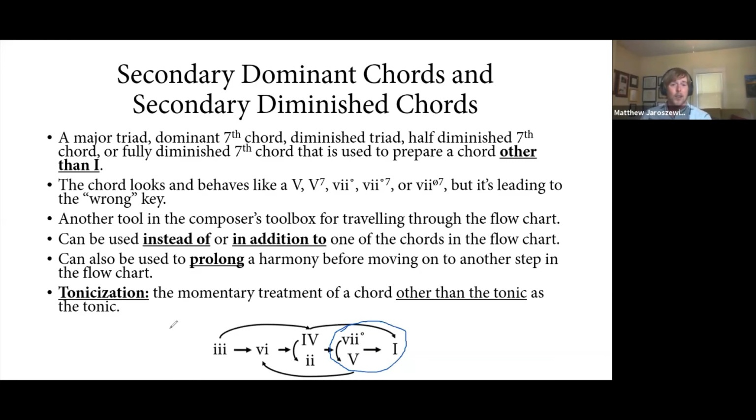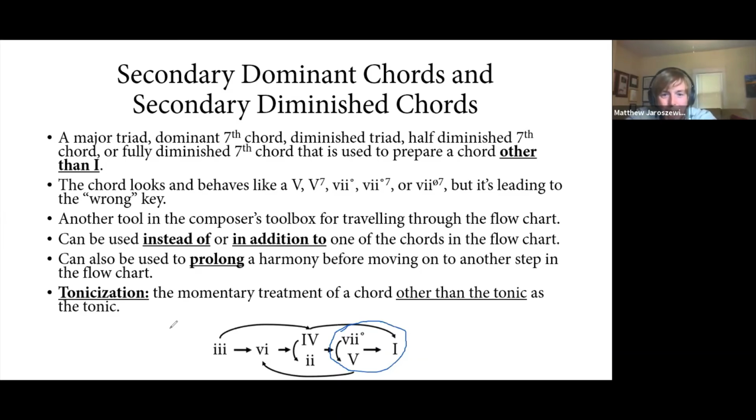Essentially, this is another tool in the toolbox for composers to travel through this flow chart, just to add a little bit more interest to the chords, because of course we have a limited number of chords, 7 diatonic chords with a few 7th chords that you can add in as well. This is just another tool for composers to move through the flow chart. Now, secondary dominants and secondary diminished chords can be used instead of a part of the flow chart or in addition to part of the flow chart.